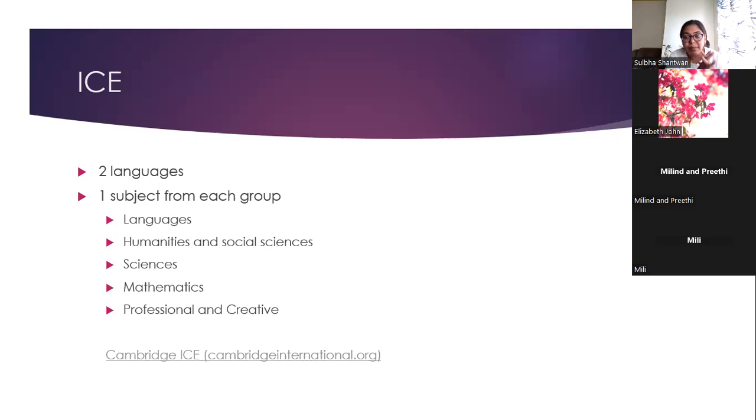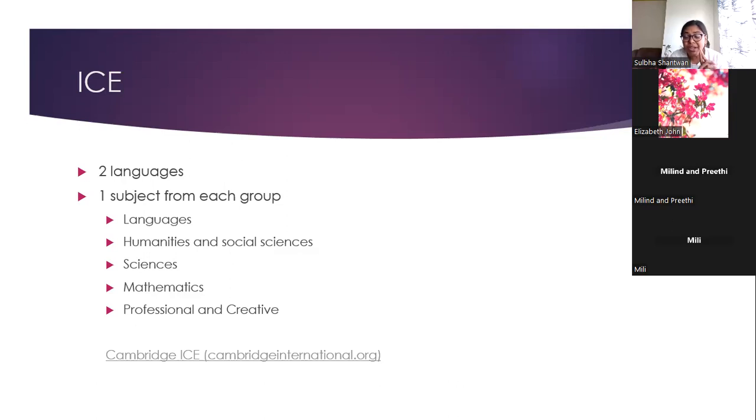Next, some of the parents had asked me what is the difference between IGCSE and ICE and what is the advantage of it. Now, ICE is also very similar to your IGCSE examination. The only difference is that in ICE, the mandatory requirement is 7 subject selection, whereas in IGCSE, the child needs to select 5 subjects of his choice in any groups.